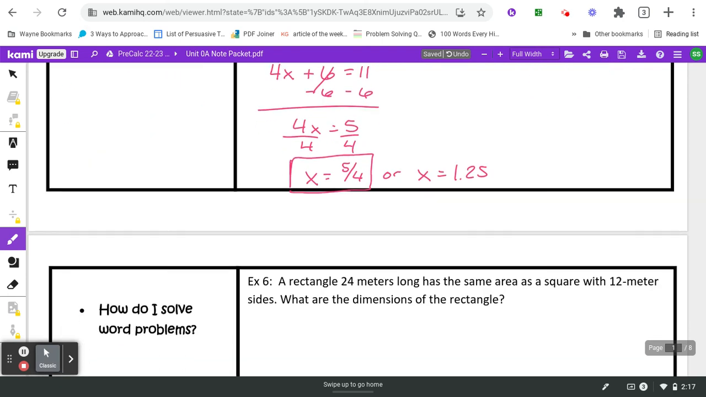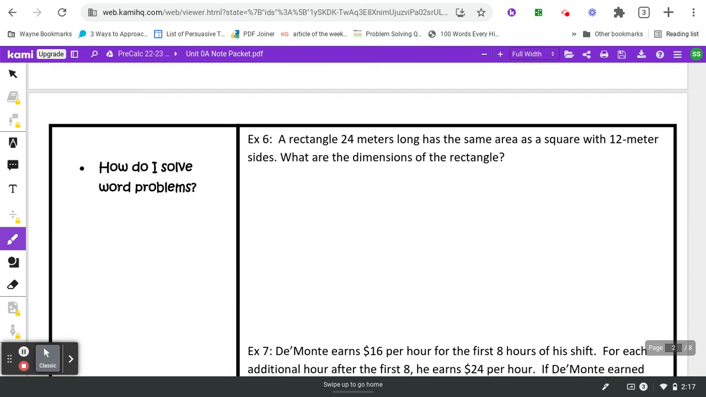On the back side, we're going to talk about word problems. My biggest advice for word problems, just make sure you read it. A lot of times word problems are easier than we think they are, but it's always good to get an idea without being too nervous about what the problem is about.